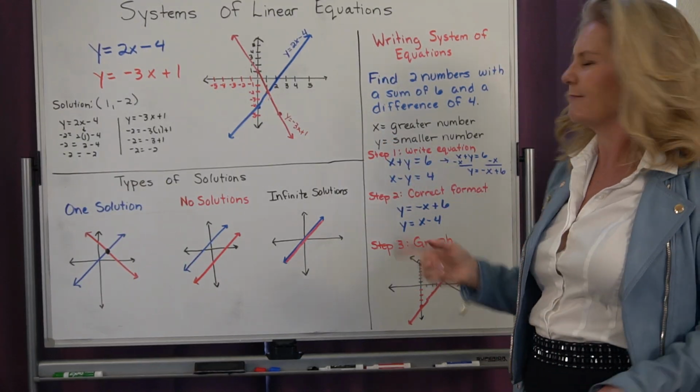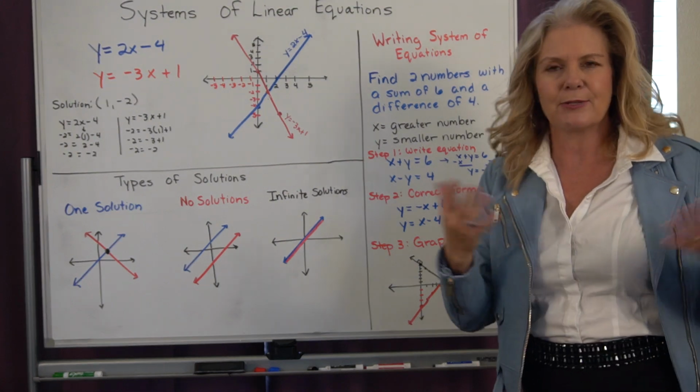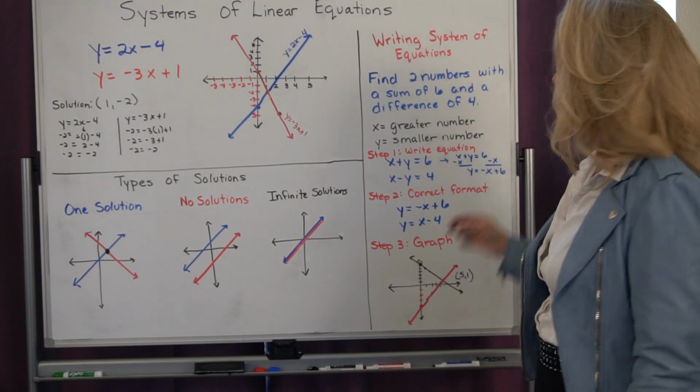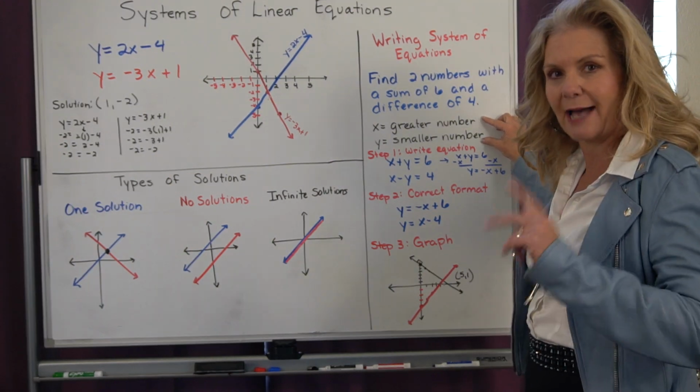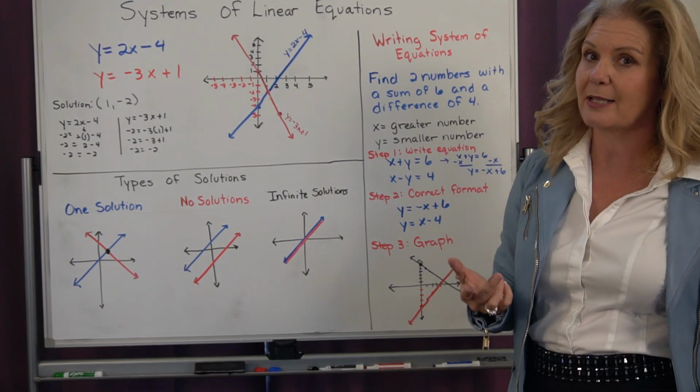I just decide x is going to be the bigger number, y is going to be the smaller number. There was no rhyme or reason to why I did it that way. I just thought of it that way. So always remember, though, you have to have those two variables. So then step 1 is I'm going to go write my equations.